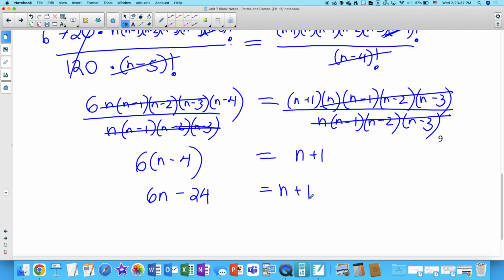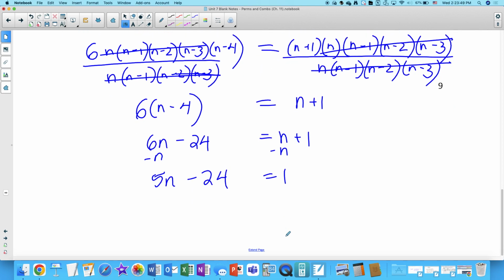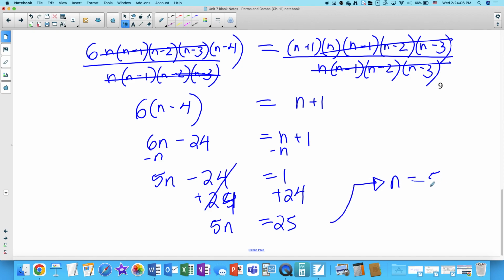And maybe I'll subtract n from both sides. So I have all my n's on one side. And I have 5n minus 24 equals 1. Okay, add 24 to both sides. Some of you will do this part in one step instead of, I did it in 2 steps. And you get 5n equals 25, which means n is 5.